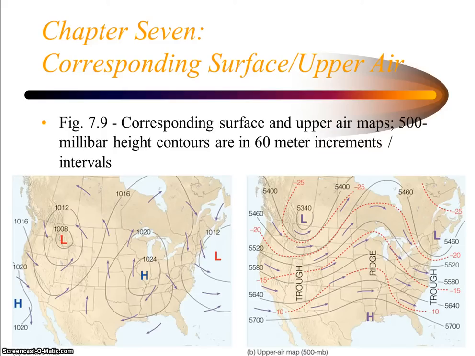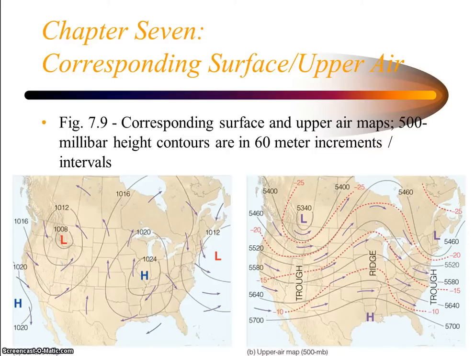7.9a is the surface weather map that corresponds to 7.9b, which is the upper air map from the same day at the same time. So you can see low pressure at the surface and high pressure at the surface on the map on the left. You can see their relative association with low pressure aloft and high pressure aloft. So low and high on the surface and troughs and ridges in the upper atmosphere.